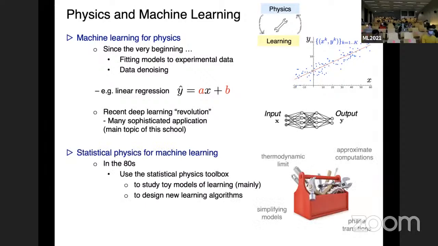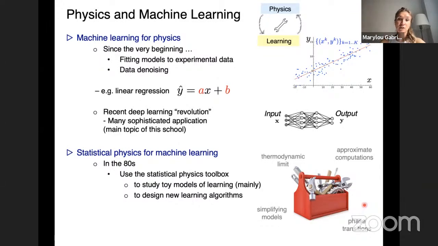So today, what I'm going to talk about is the reverse connection between physics and machine learning, namely how to use statistical physics to understand machine learning. And this is not a new line of work. It started with the very beginning of neural networks in machine learning, which was in the 80s. The idea is that we are going to use the statistical physics toolbox to study models of learning. And sometimes it has also been used to inspire and design new learning algorithms. So the idea is to use thermodynamic limits or simplifying models and witness phase transitions and so on, as you will see.